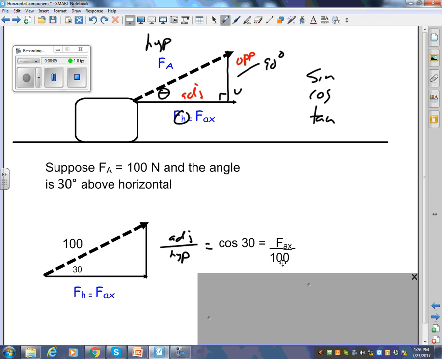We were talking yesterday. They don't like me doing this. Multiply by 100 both sides. Waste of time. Don't encourage the Canadians to do that.